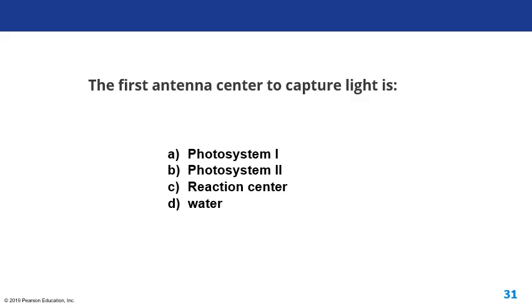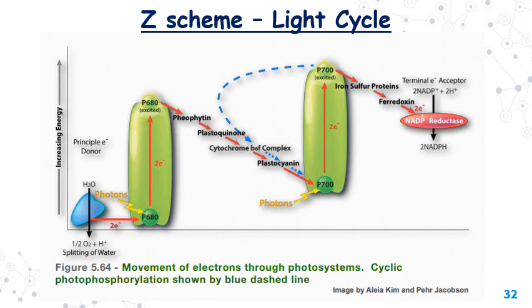So here, the first antenna center that is going to capture light, which one is it? Photosystem 2. That guy. Okay. You see that dotted line over here? This is when you get electron cycling.